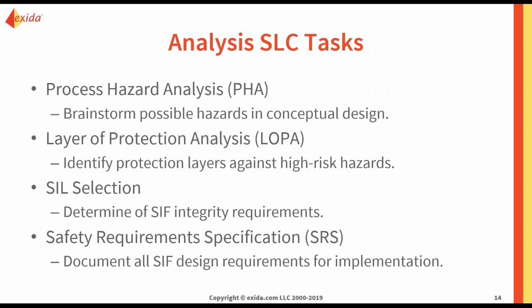So we want to highlight exactly what we're doing here to summarize it. Basically, in the PHA, you're brainstorming all possible hazards in your conceptual design. So as I said, you're breaking down your system into smaller pieces, units, nodes, and for each node, you're going to have a number of deviations, which are challenges to your process parameters. For high-risk scenarios, you want to identify protection layers against these hazards. So that's done in your layer of protection analysis.